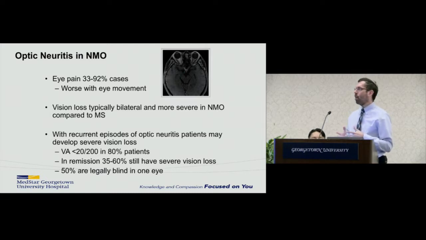Typically with the optic neuritis, patients will get pain on eye movement. So in addition to just having vision loss, they'll have a significant amount of pain on eye movement. And again, it's usually bilateral and a little bit more severe with NMO compared to MS. Unfortunately, with NMO, the vision loss can be permanent, even with treatment with steroids or plasma exchange. Some patients tend not to recover as well. So it's very important to diagnose this very early on and get patients on treatment if possible.